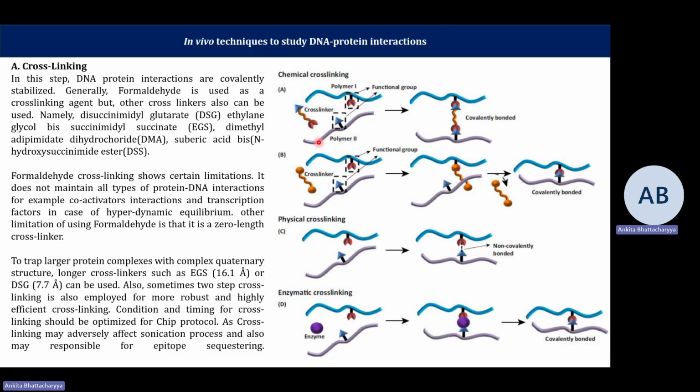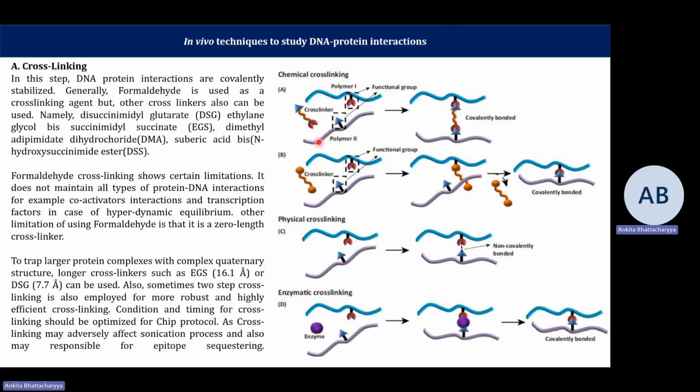So the first step that I already talked about a little bit before is also known as cross-linking. So what exactly happens here? You are cross-linking or freezing the DNA protein interactions which are present within your cell at any point of time. Commonly these interactions are covalently stabilized, and usually formaldehyde is used as the cross-linking agent, like I already mentioned. Other cross-linkers might also be used.